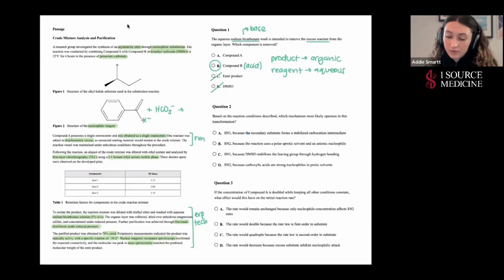So next here, we've got question 2. Based on the reaction conditions described, which mechanism most likely operates in this transformation? So kind of my first question is, is it SN1 or SN2? I could try to figure that out on my own, or I could read the explanations and see what speaks to me a little bit.